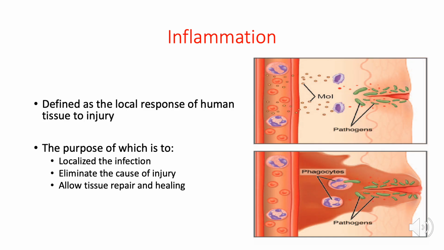Inflammation is defined as a local response of human tissue to injury. And again, one of its purpose is to localize the infection. And while localizing the infection, it will also try to eliminate the cause of injury or the organisms introduced along with the injury. Next, since the area is contained, it will also allow some of the cells to do some tissue repair.